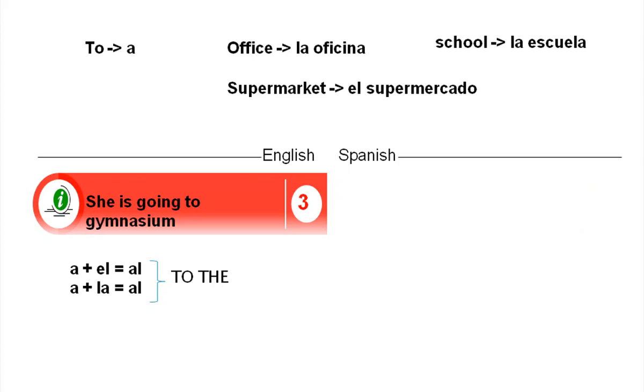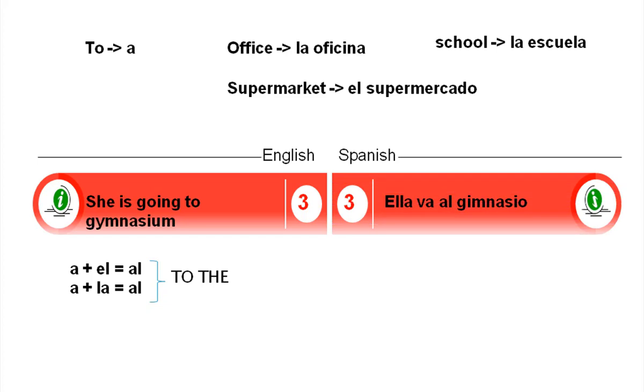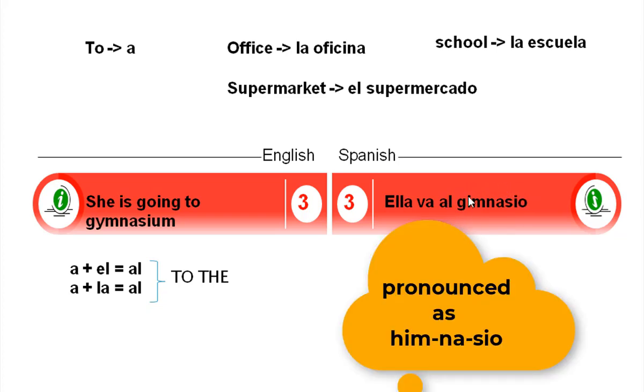Another one. She is going to gymnasium. Again, it should be actually the. She is going to the gymnasium. So, ella va al gimnasio. Gimnasio is basically the term for gymnasium.